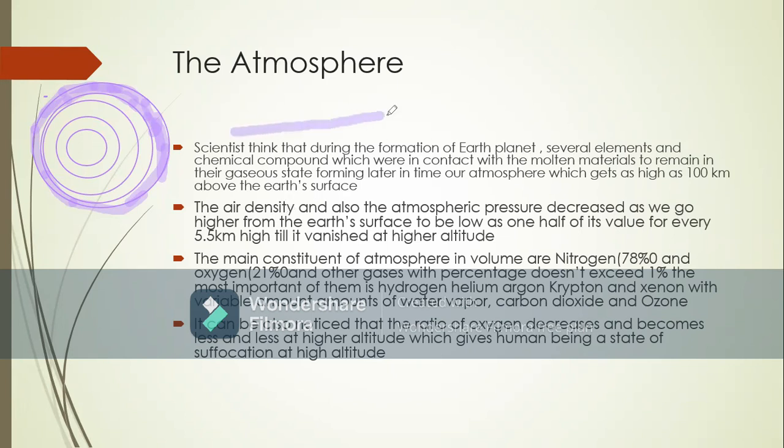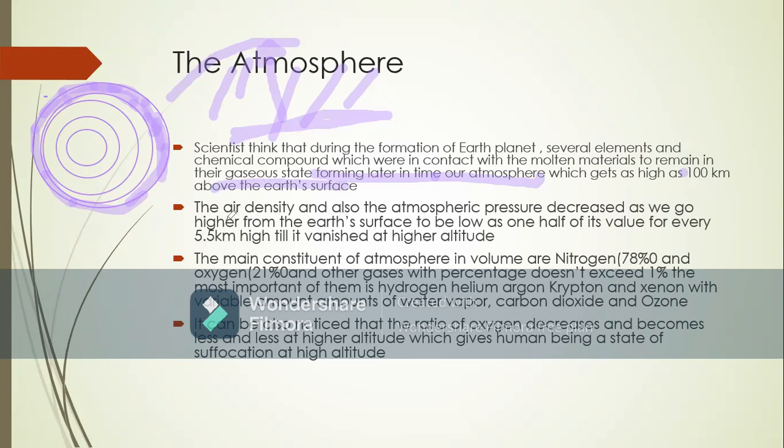So this is Earth's surface, and after 100 kilometers, all of that is atmosphere. The elements of the atmosphere come from the Earth's formation, which were in contact with molten materials and remained in their gaseous state, forming later our atmosphere, which extends as high as 100 kilometers above the Earth's surface.